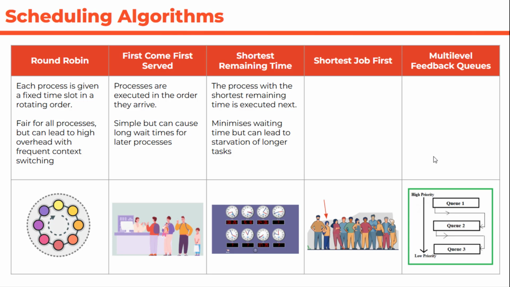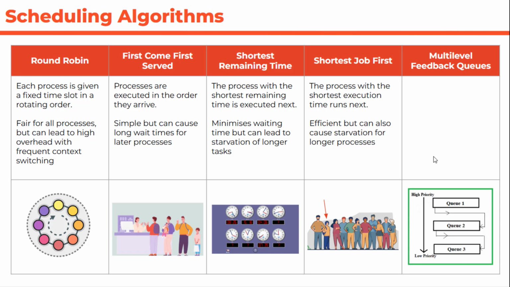Shortest job first. The process with the shortest execution time runs next. So it's efficient, but can also cause starvation for longer processes. Now, if you were to read those two explanations, you might not be able to differentiate between what the difference is. And this is where students get confused.